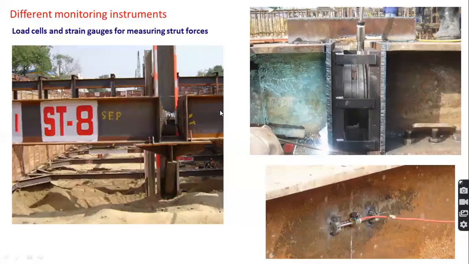Right. Then some photos of the installation of load cells to measure the prop forces and strain gauges are shown here. You can see some vibrating wire type strain gauges are fixed to the steel I section, and in this case the load cells are placed at the joint between two I sections to directly measure the prop force. The strain gauges measure the strain, and by using Hooke's law, the strain can be converted to the stress.